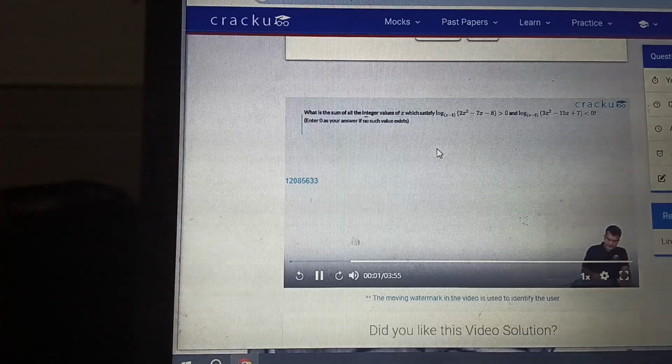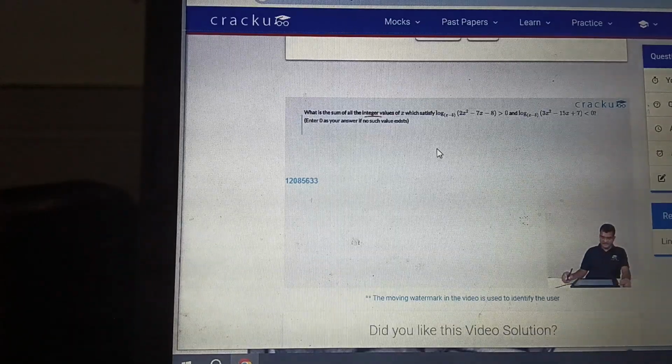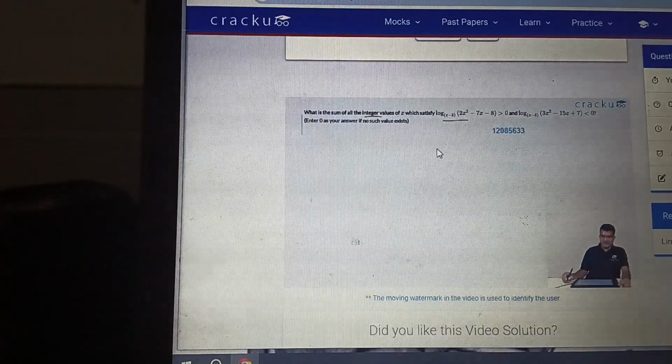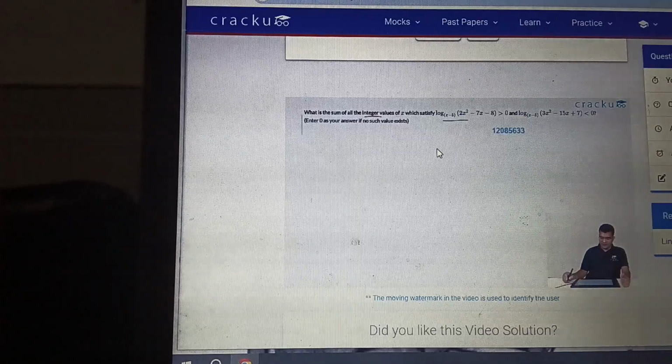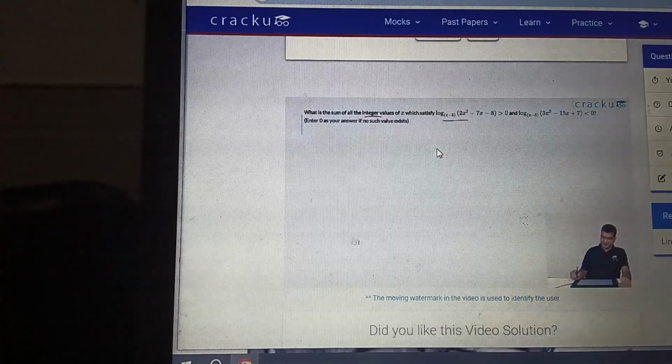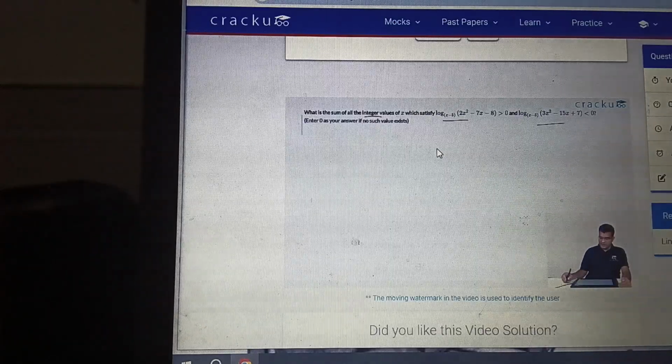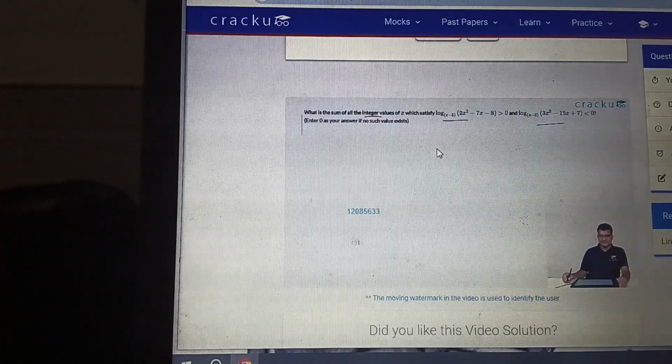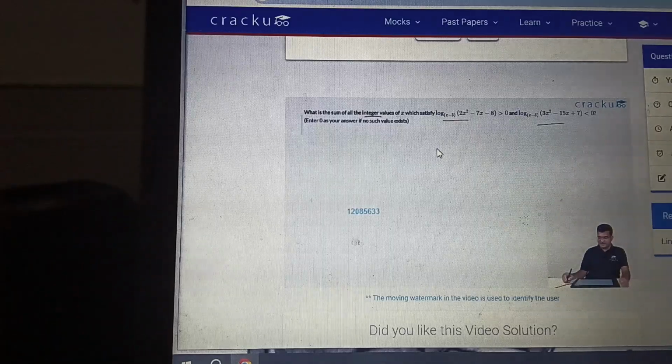In this question we are asked to find the sum of all the integer values of x which satisfy the two inequalities. The first inequality is log of 2x² − 7x − 8 to the base x − 5 is greater than 0. And the second inequality is log of 3x² − 15x + 7 to the base x − 5 is less than 0.